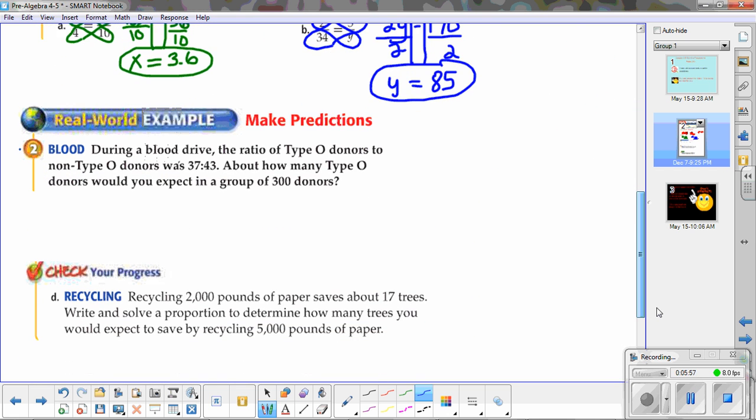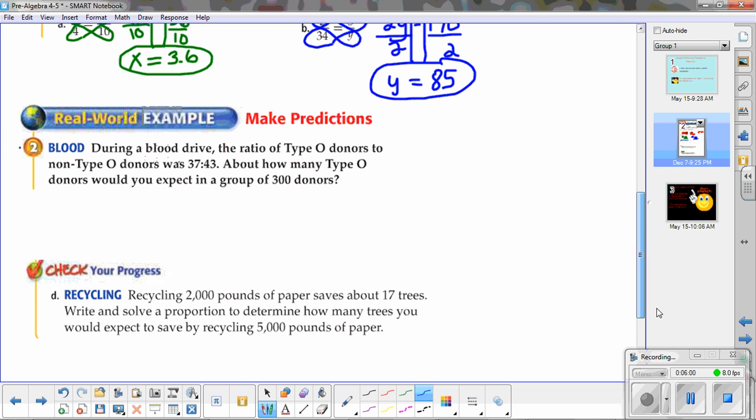All right, in the next example, we're going to use a proportion to make a prediction. During a blood drive, the ratio of type O donors to non-type O donors was 37 to 43. I'm going to write that like this, 37 over 43, and 37 would be the ones that are the type O donors. I'm going to label it to keep myself organized. And then the 43 would be the non-type O. I'm just going to write non to save a little time.